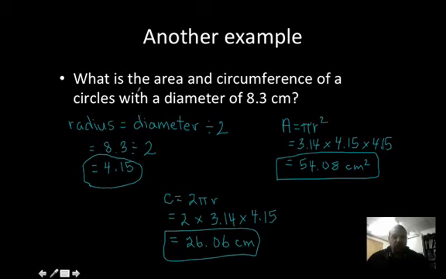One thing you need to do when you're answering questions like this, you need to go back, reread the question. What is the area and circumference of a circle with a diameter of 8.3 centimeters? And then we look at our answers. We've got the area is written as 54.08 centimeters, and we have the circumference 26.06 centimeters. So we've answered both parts of the question. Hopefully this serves as a good review, and we can move on to finding the surface area of cylinders and then finding the surface area of cones.